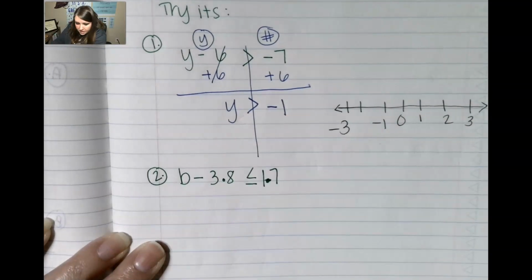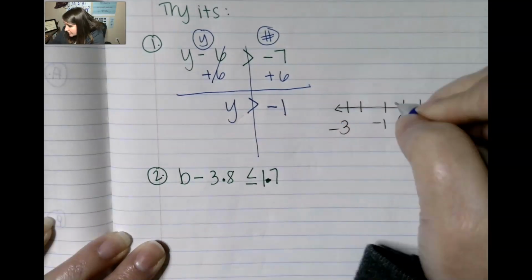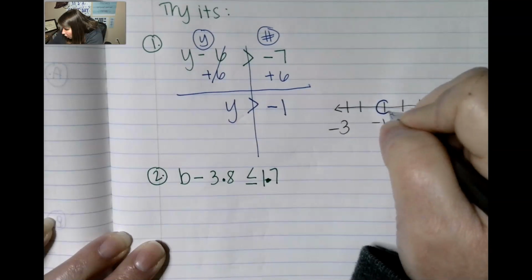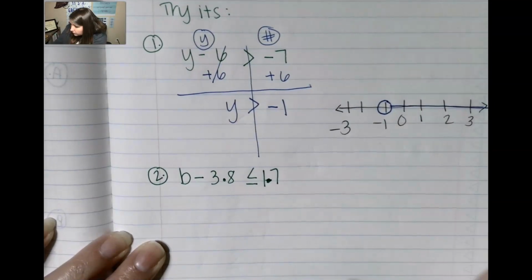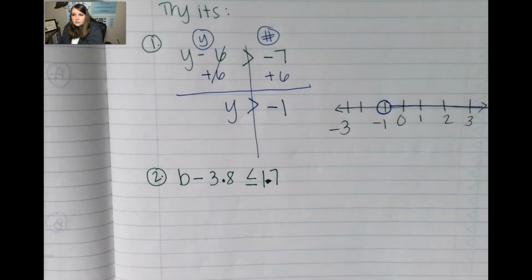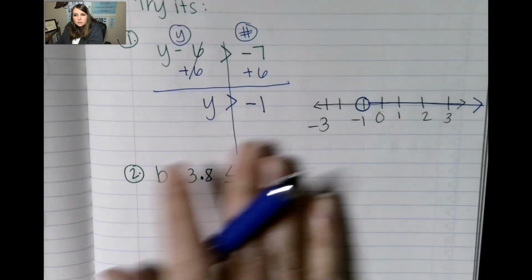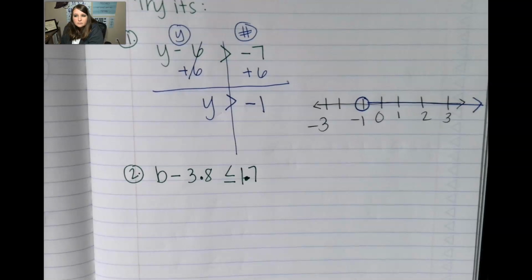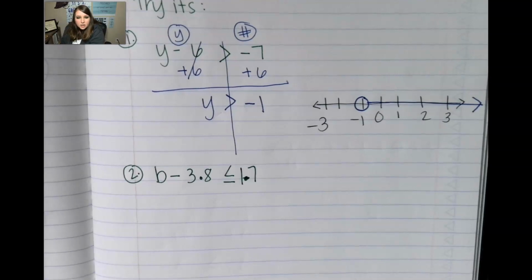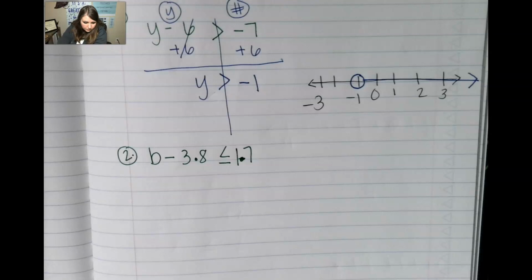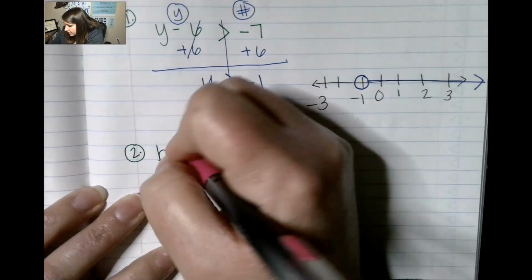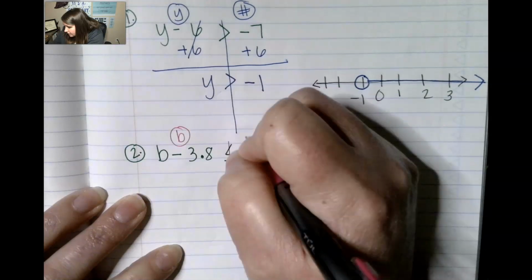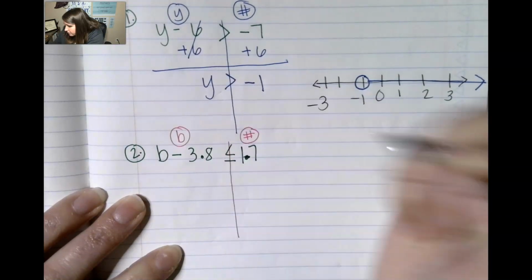y is greater than -1. It doesn't equal -1, so it's an open dot, and it's greater than, meaning it goes to the right. So it's all the solutions to the right. Okay, let's try number 2. Number 2, we're looking again, draw our balance line. We want b on one side, numbers on the other.